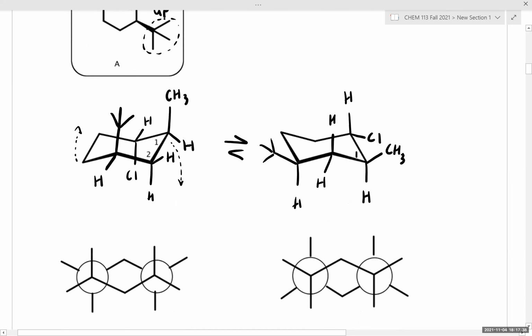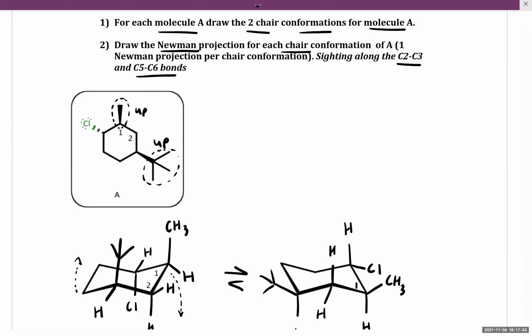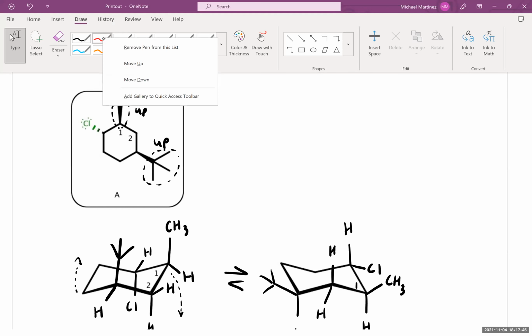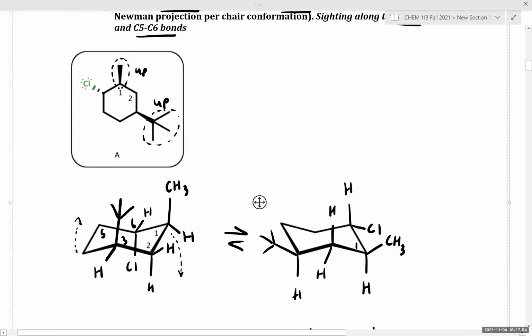Perfect. Okay, so now we're asked to draw a Newman projection, sighting along the C2, C3, and C5, C6 bonds. There's a quick question regarding the reverse chair conformation. Yes. For carbon number 2 on the reverse chair conformation, the hydrogen that's pointing downwards, is it supposed to be towards the other direction? Oh, I always end up making that mistake. Yes, it should be like so. Yes. Okay, just making sure. Yep, there we go. Perfect.